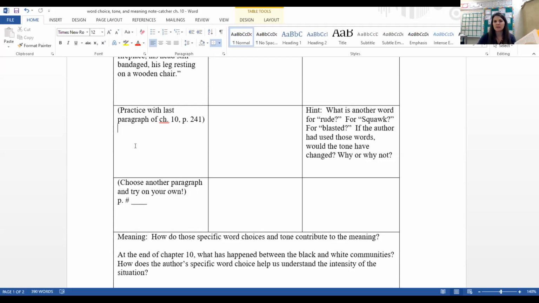So we can see in the hint, it does say what's another word for rude, for squawk, for blasted, and if the author had used those words or had not used those words, would the tone have changed? Why or why not? So that might lead us to think that that last sentence would be a good one to pull. And you certainly can. We also kind of get that indistinct blur is a really good choice as well. Remember, it's raining, a storm is coming. Well, not really, it's at dusk and then we can feel the humidity.